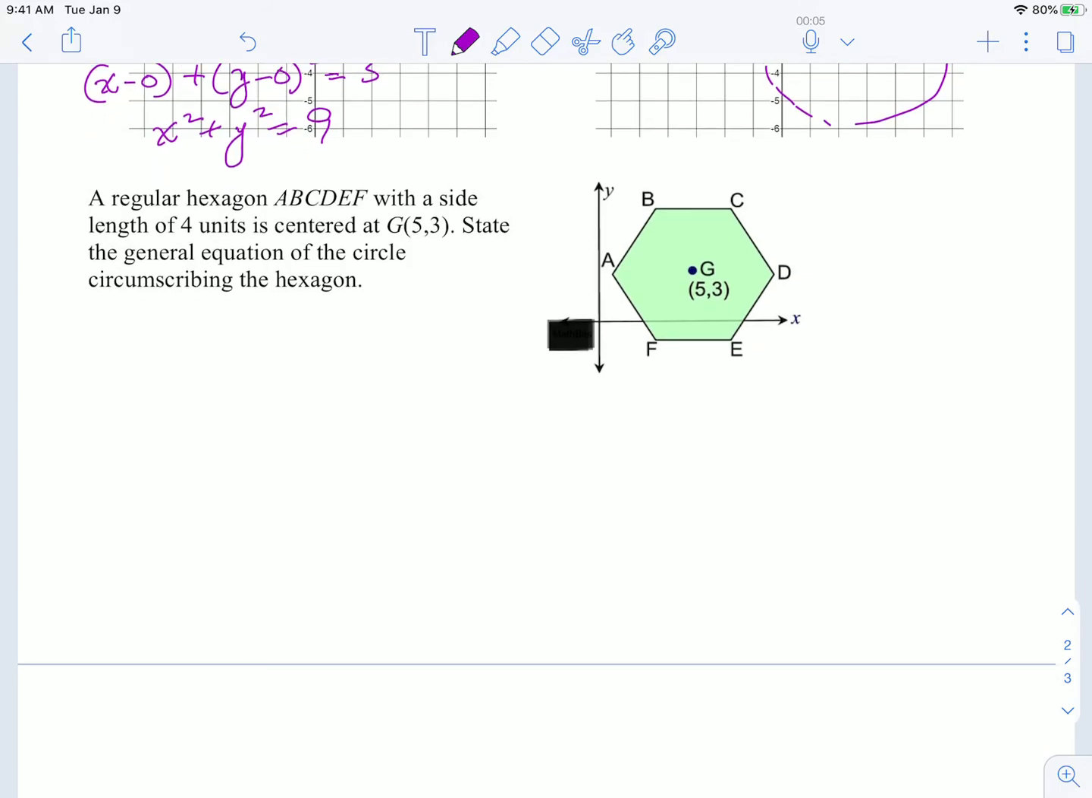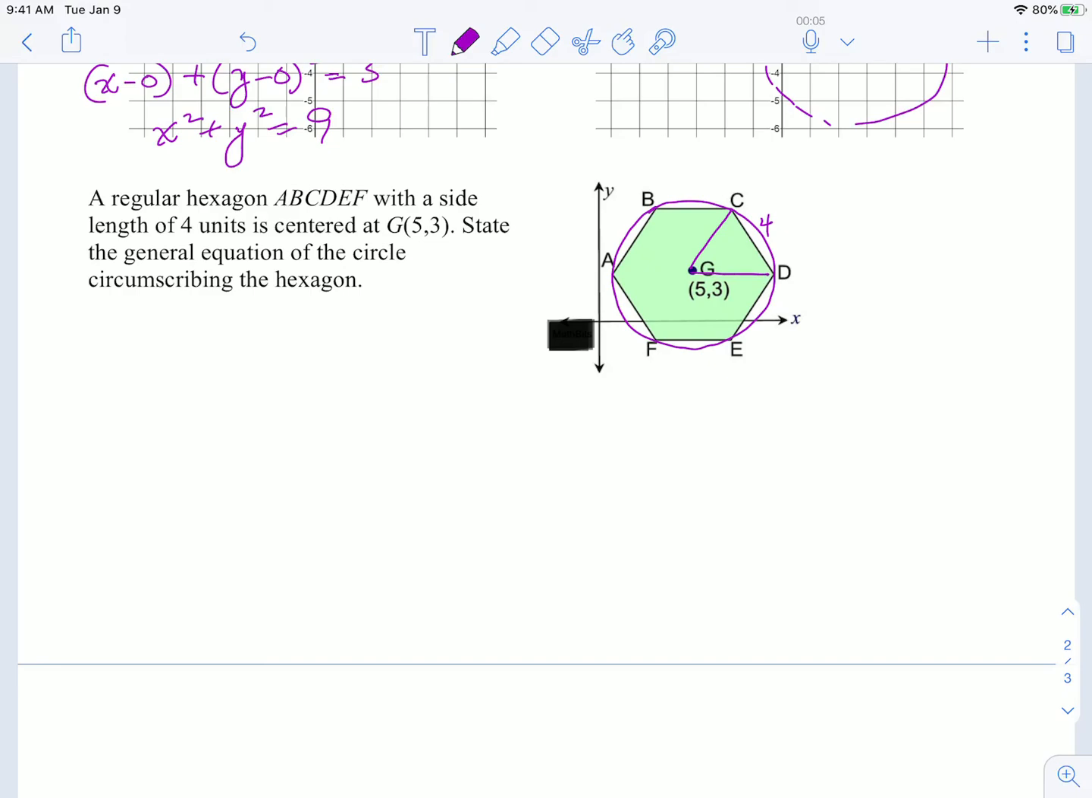All right, so a regular hexagon, which you can see with a side length of 4, okay, so these are all 4, is centered at 5, 3. State the general equation of the circle circumscribing the hexagon. Okay, so that means that we've got a circle. When we circumscribe, it means it touches every single one of those vertices like that. All right, so radius is going to go out like that.